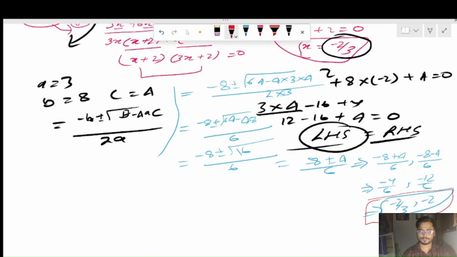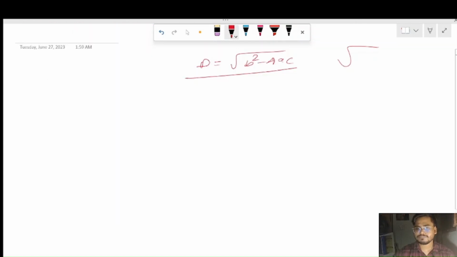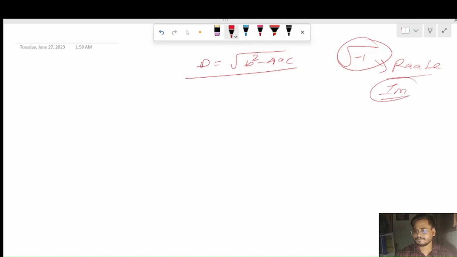Now there is some property of the roots. We can tell the nature of the roots by using it. Can you tell me something? Under root minus 1, what kind of number is this? Is it a real value or an imaginary number?